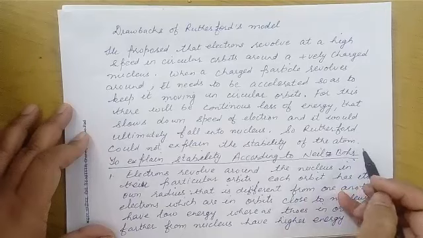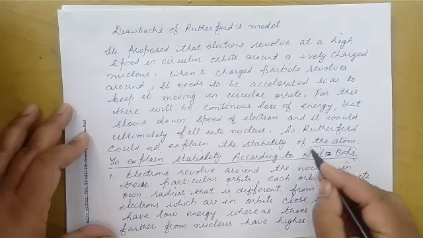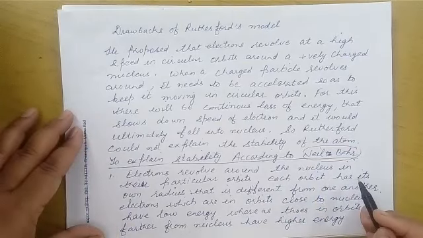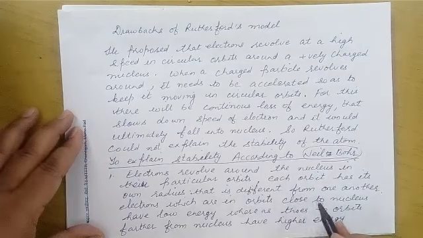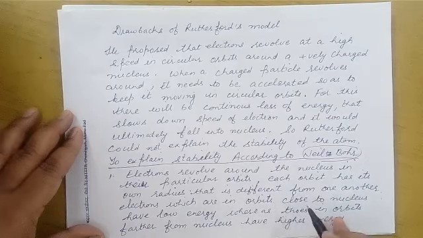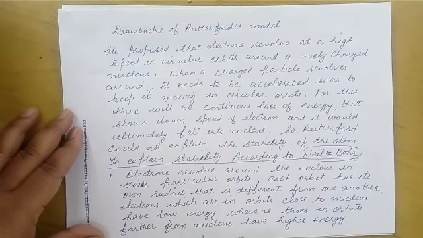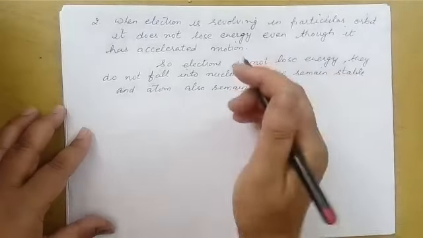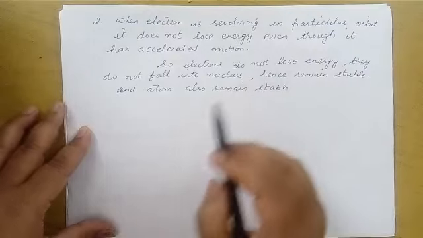The stability of the atom was explained by Niels Bohr. According to Niels Bohr, electrons revolve around the nucleus in their particular orbits, and each orbit has its own radius that is different from one another. Electrons which are in orbits close to the nucleus have low energy, whereas those in orbits farther from the nucleus have higher energy. The lesser the radius of the orbit, the lesser will be the energy.